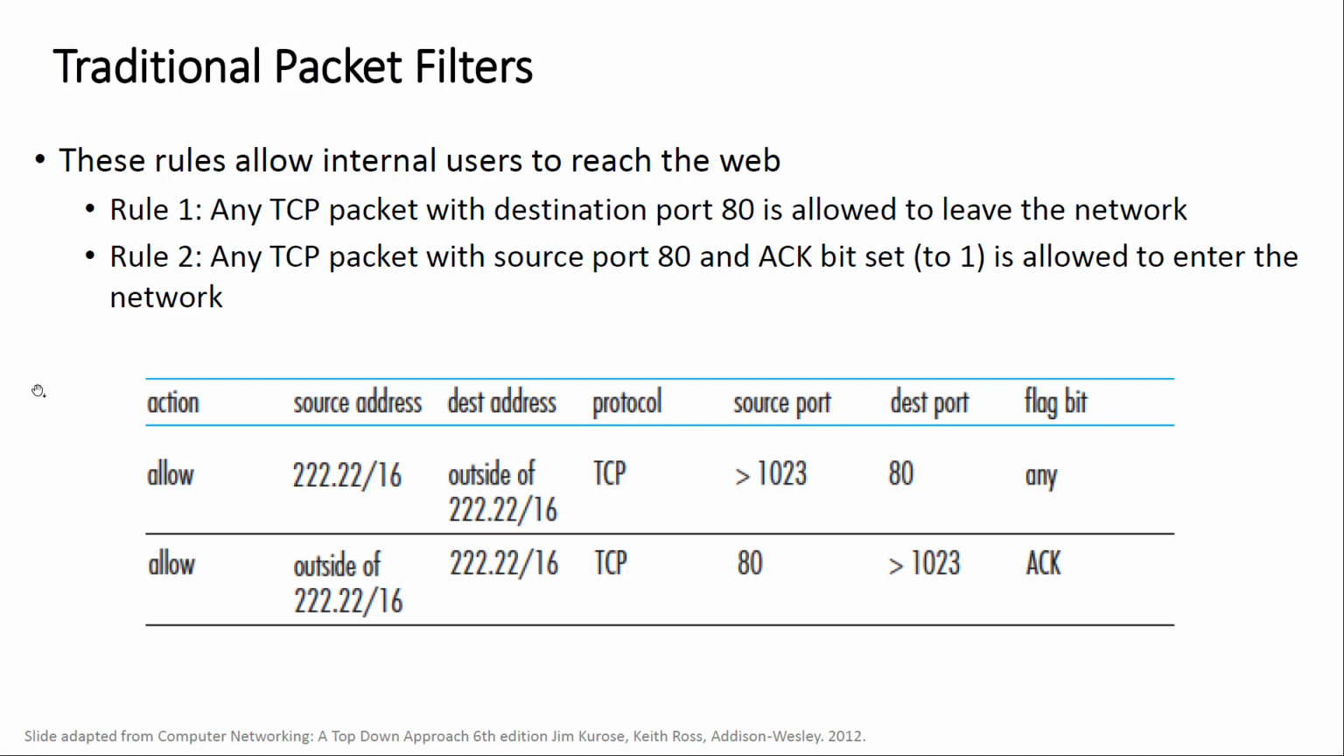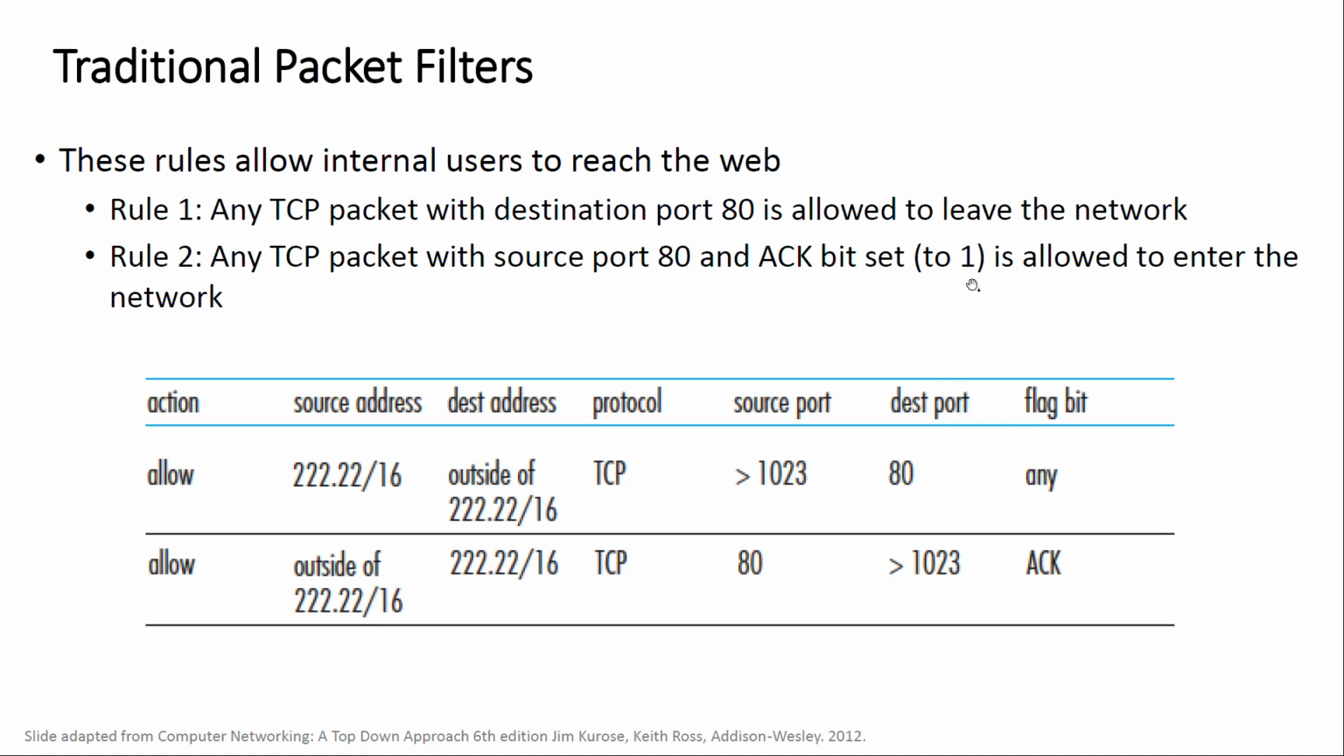Let's look at the following rules in detail. These rules allow internal users to reach the web. Rule 1, this one: any TCP packet with destination port 80 is allowed to leave the network. So this way you can reach the web. Any TCP packet with source port 80 and ACK bit set to 1 is allowed to enter the network. So this way you can receive the packets from the web.